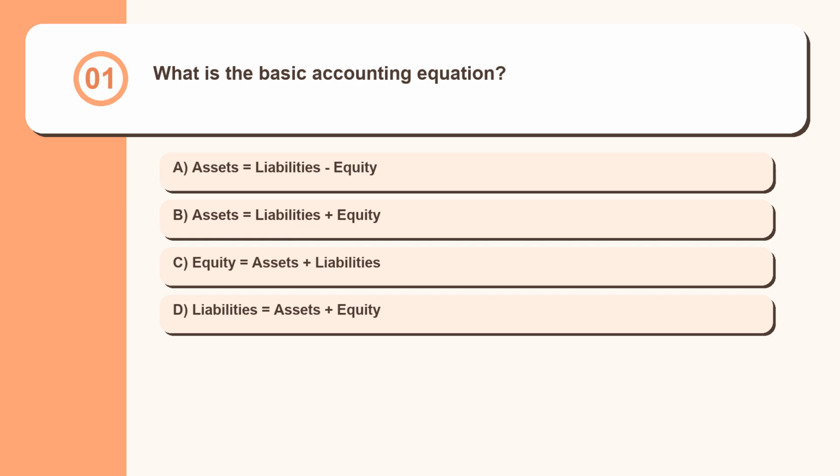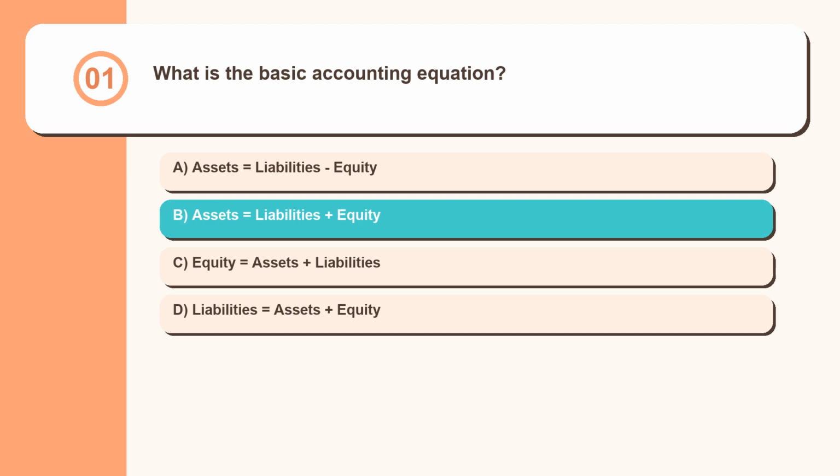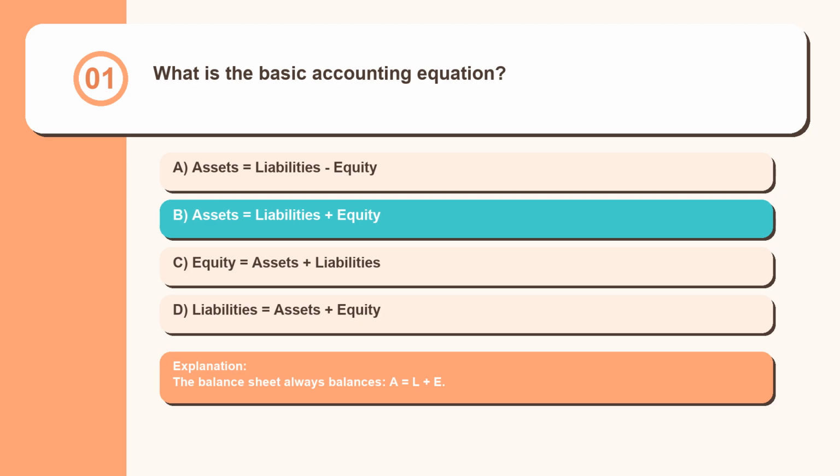Question 1. What is the basic accounting equation? Assets equals liabilities plus equity. Equity equals assets plus liabilities. Liabilities equals assets plus equity. The balance sheet always balances: A equals L plus E.